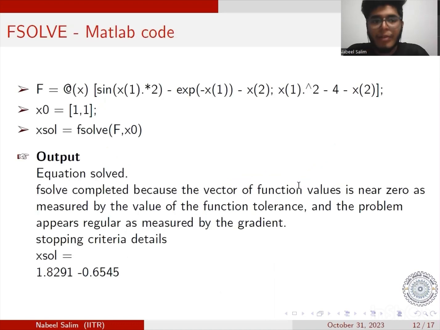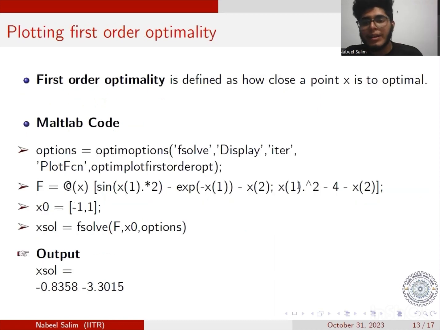Now we can also try to plot the first order optimality. So what is first order optimality? It is defined as how close a point x is to optimal. So by plotting this first order optimality, we can see how the value we have from the evaluation using fsolve is getting closer to the roots.